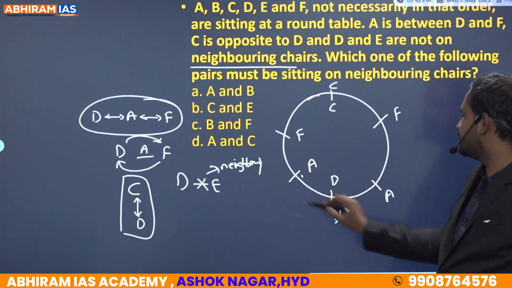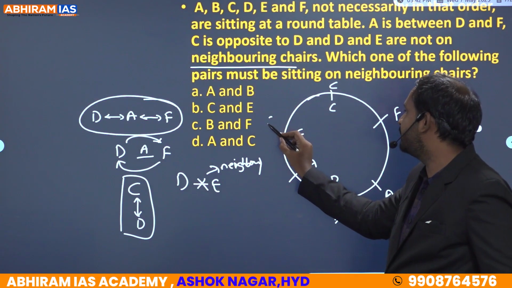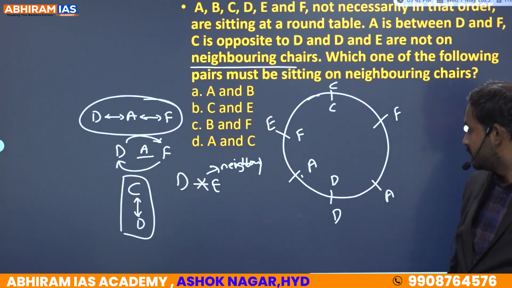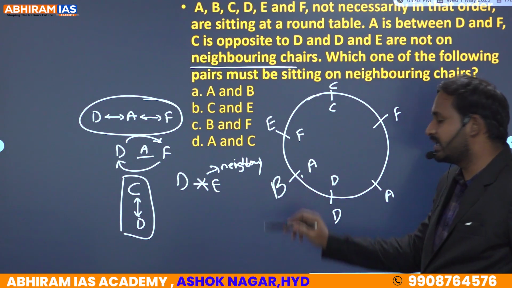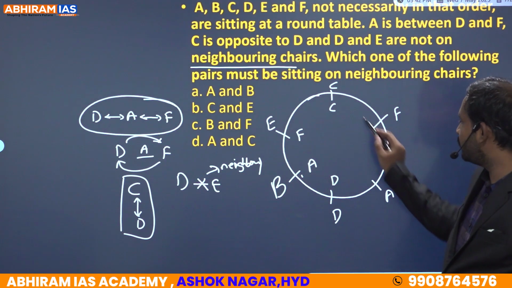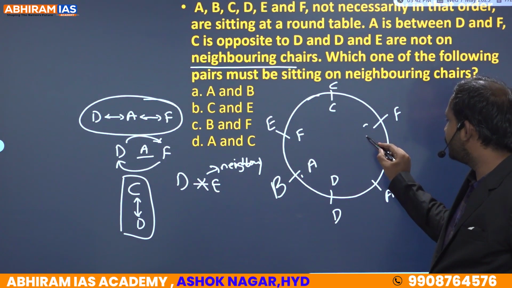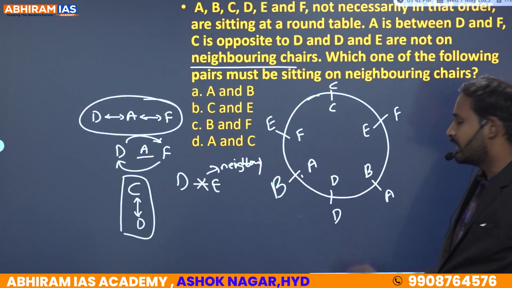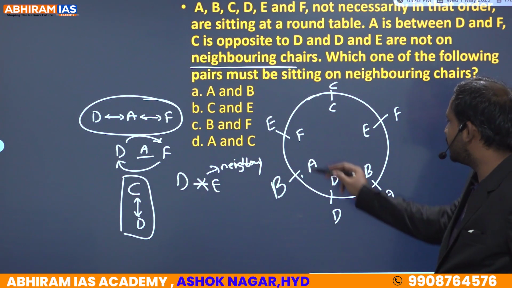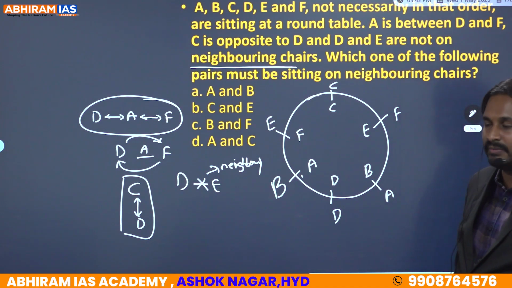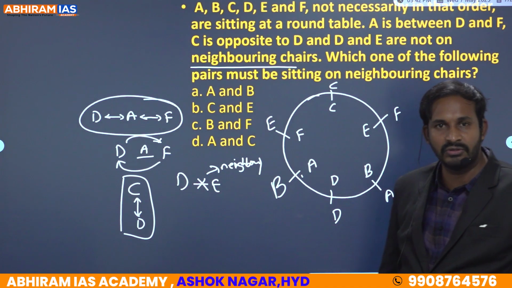Now, in this outer range, if D and E are not neighbors, where will E be? E will be here. So now where will B be placed? B will be placed here. Understood? Now, come to the inner one. I will have E here and B will be here. Right? These are the chances, either the inner arrangement or the outermost arrangement, both will be satisfied here. Okay, both will be satisfied.